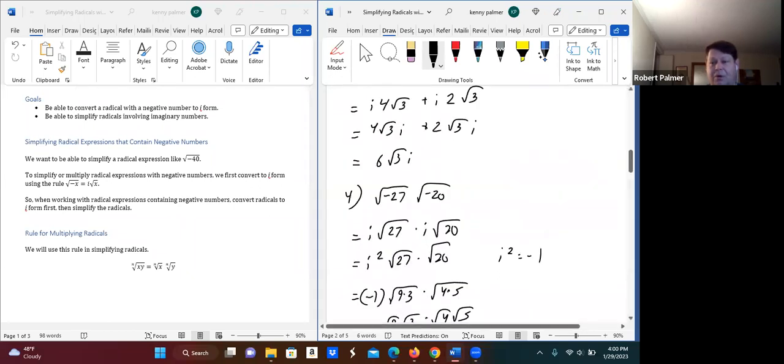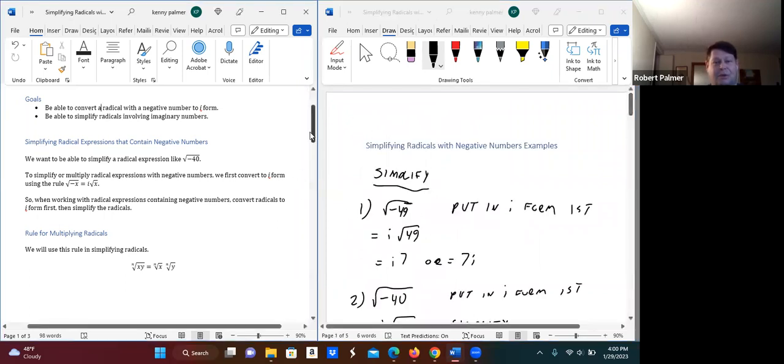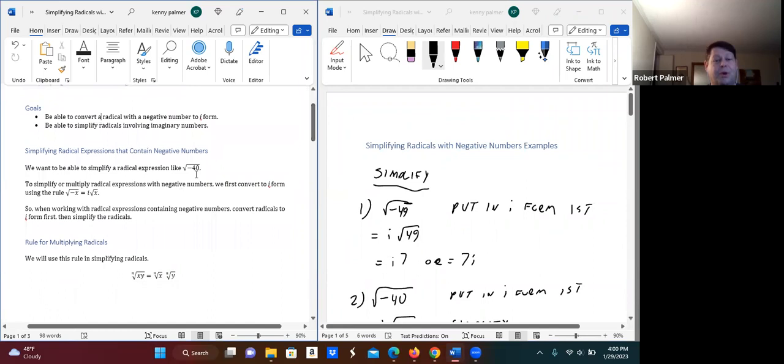So what we've learned today is how to simplify radicals involving negative numbers on the inside. So once again, the rule: put it in i form first, like we did here, then simplify the radical as best you can using this rule.